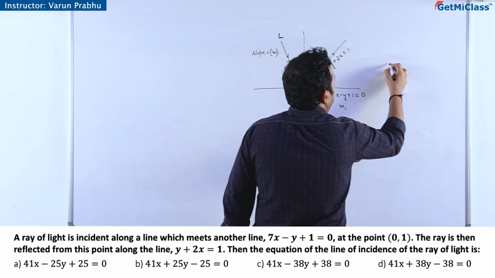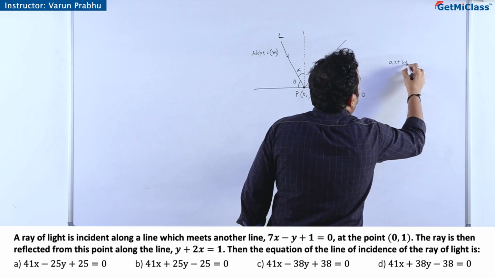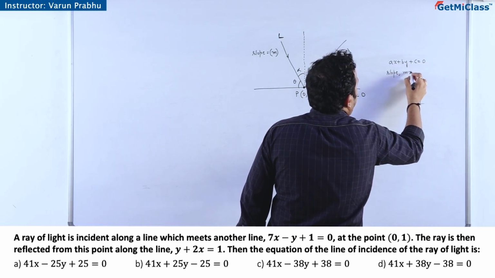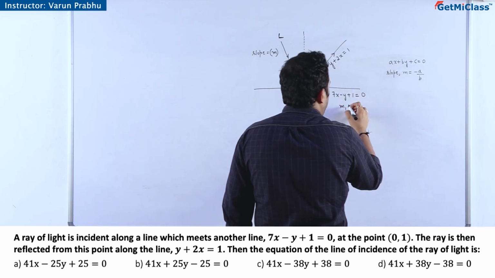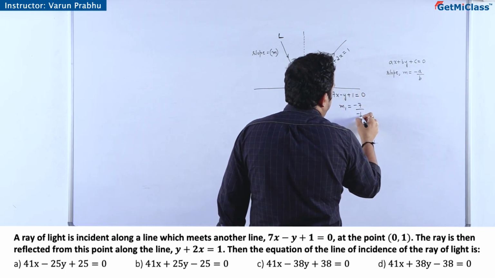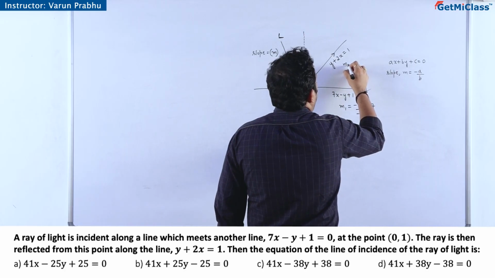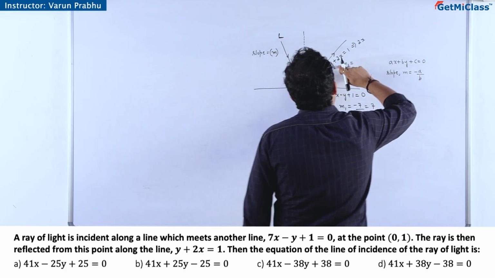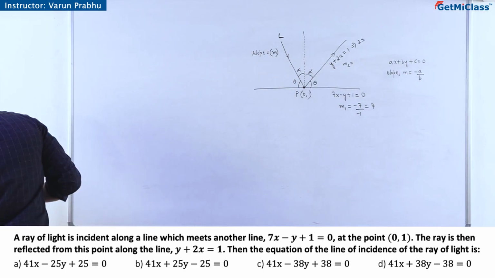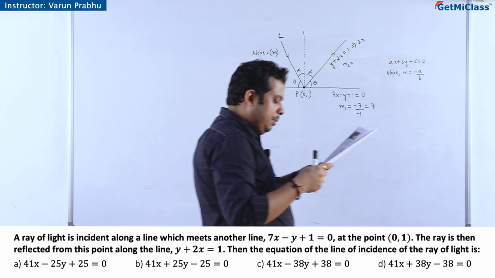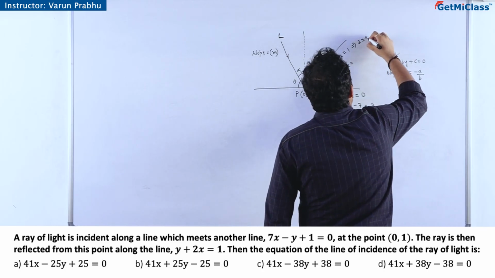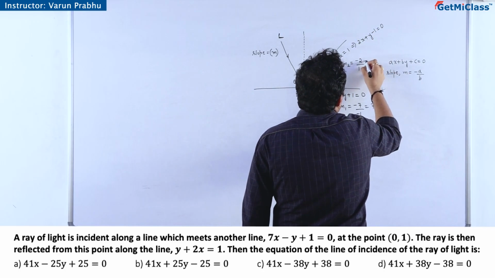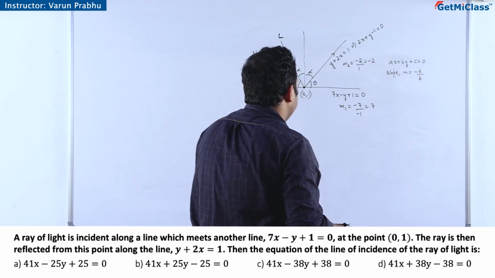What is the slope of this particular line? What is the slope of any line in the form ax plus by plus c is equal to 0? The slope is given by minus a divided by b. So m1 is equal to minus 7 divided by minus 1, that is equal to 7. The other line given in the problem is y plus 2x is equal to 1, so I can say 2x plus y minus 1 is equal to 0. So m2 is equal to minus 2 by 1, that is equal to minus 2, correct?